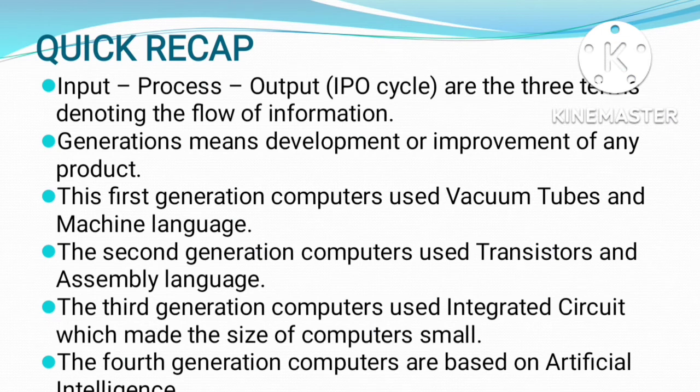Let us take a quick recap. What do you mean by input, process and output? This is known as the IPO cycle. Through the input devices we give instructions to the computer, then the CPU processes it, and through the output devices we can see the output. This is known as the IPO cycle. Input, process, output are the three terms denoting the flow of information.